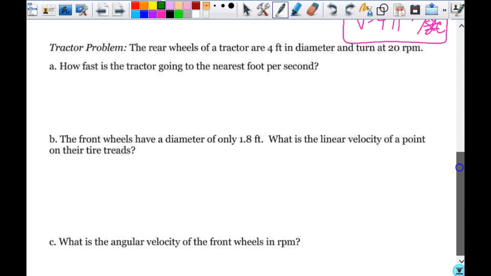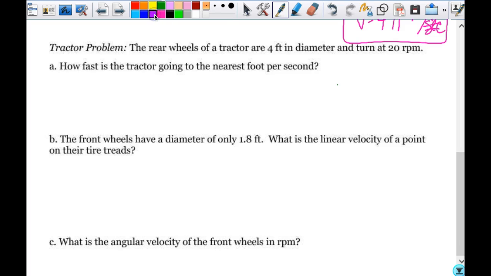All right. The rear wheels of a tractor are 4 feet in diameter and turn at 20 RPM. All right. So I tell you what. Why don't you start working through these? I'll give you a second to work through them. All right. So it says the rear wheels of a tractor are 4 feet in diameter and turn at 20 RPM.